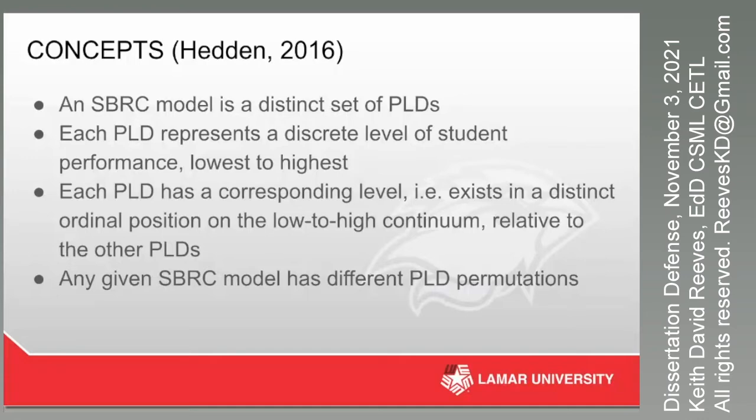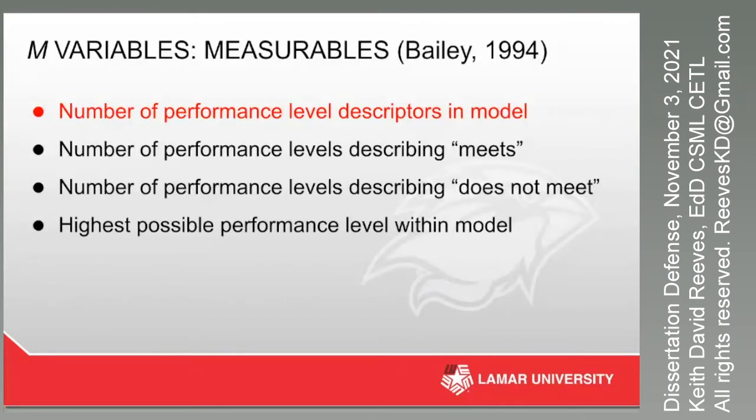From the M variables, we can conceive several big ideas. Each SBRC model is distinct with its own set of PLDs, and each PLD is discrete and ordinal in that they proceed in a linear progression from low to high, and it has no overlap. And as any given SBRC model has these different permutations, by identifying the M variables, those differences are accounted for. So now we define these M variables precisely, and a lot of this has been theoretical, but let me show you what it really means.